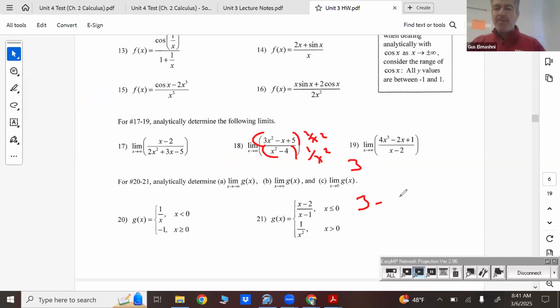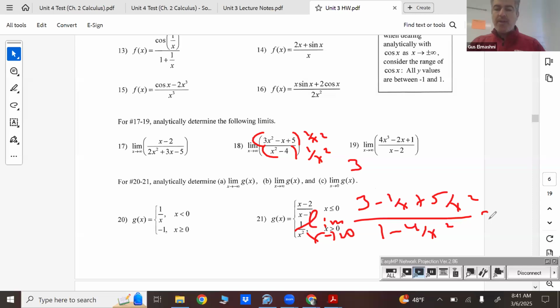You have to do 3 minus 1 over x plus 5 over x squared, all over 1 minus 4 over x squared. You still have to keep the limit notation until you've actually evaluated it. And when you evaluate, then you can say 3 minus 0 plus 0 over 1 minus 0, which is 3 straight up. Okay, we're good on that one.